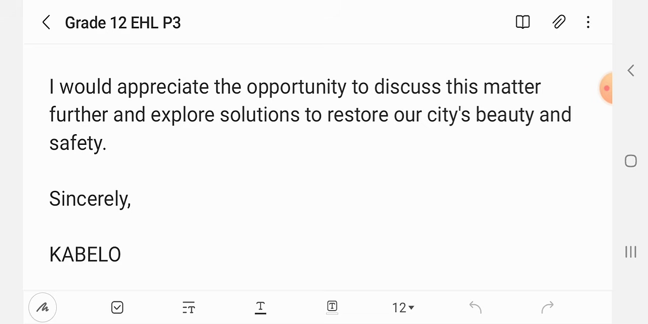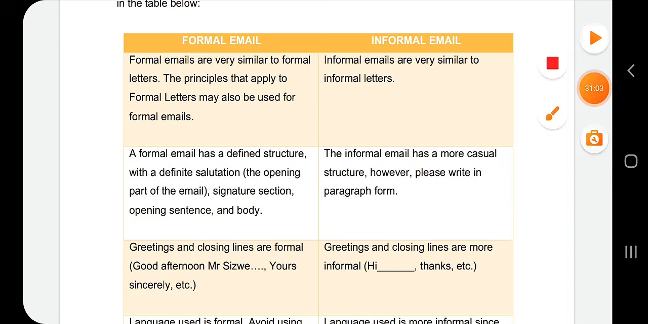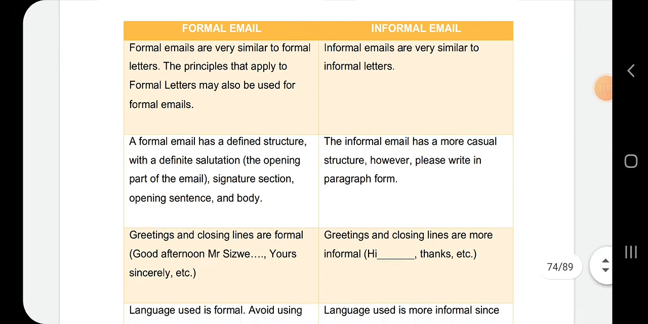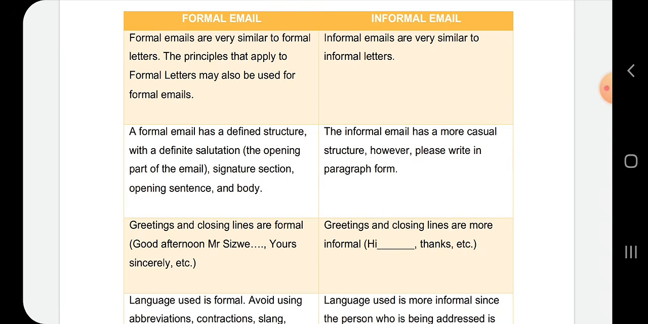So just look at the format that I had just shown you. And the next thing we're going to write is an email. So an email, we have a formal and an informal email. So a formal email is like a formal letter, and then an informal email is like a friendly letter. So a formal email has a defined structure with defined salutation, the opening part of the email, signature section, opening statement, and body. So the informal email has a more casual structure.